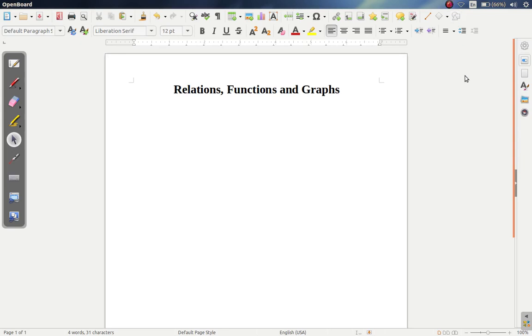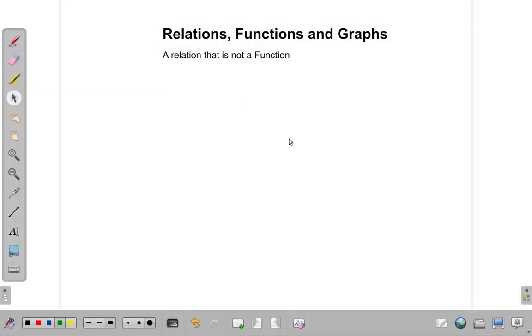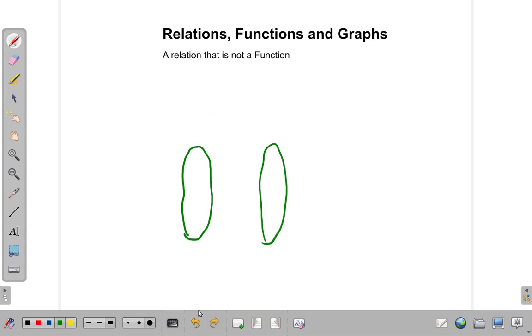Let us continue looking at relations, functions, and graphs. We want to look at a relation that is not a function. Now, previously, we had looked at an example such as this, one value being mapped onto one other value. This is a one-to-one mapping.